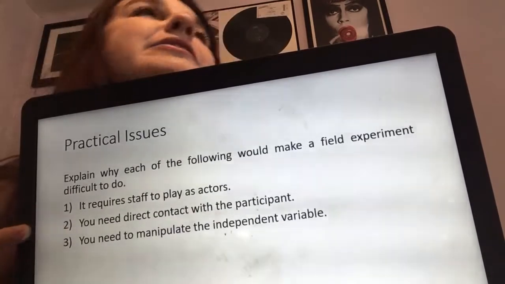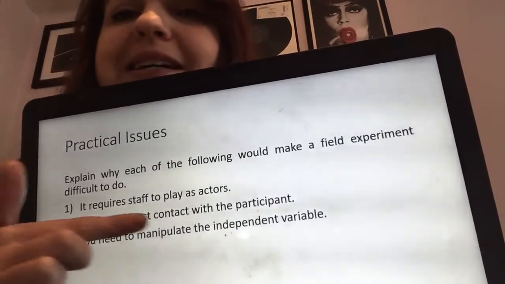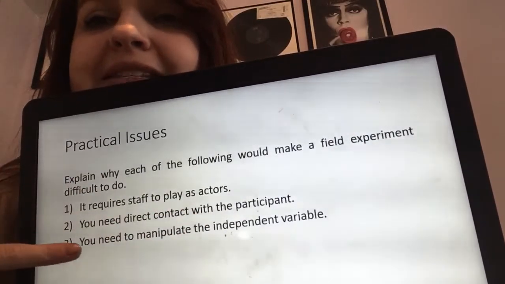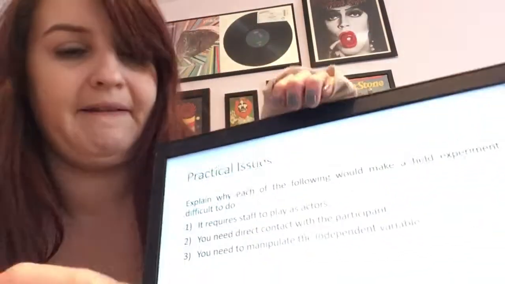You will need direct contact with the group, so you needed to lure these men in to be studied, and you need to manipulate the independent variables. So in this case, we couldn't just have the woman coming up how she looked. You needed to change her a little bit. So if I could get you guys to explain why each of those, you can use the study as you want, or talk about it more generally, would make the research hard. Okay.